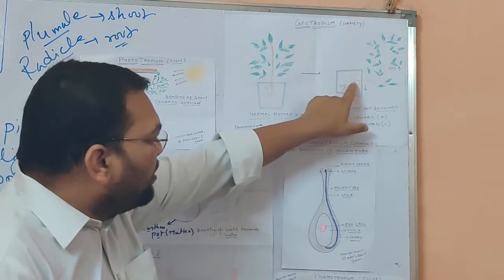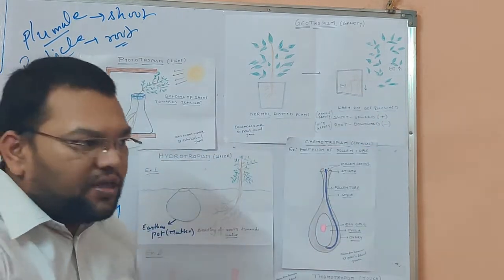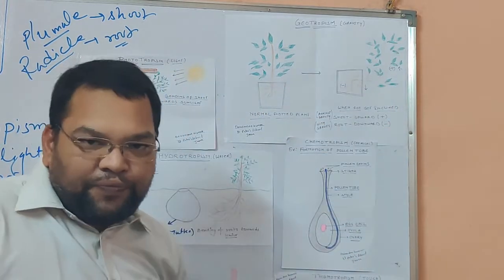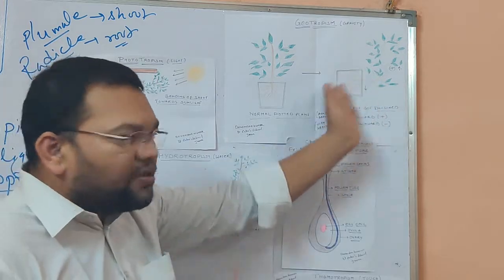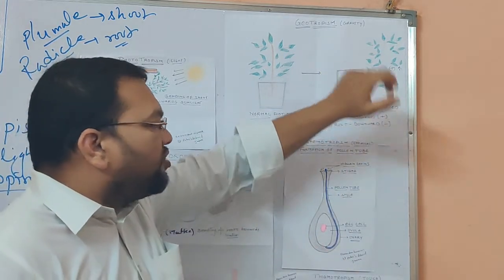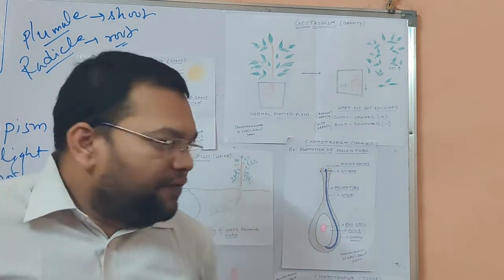The movement of the root is there and the movement of the shoot is there. One is against gravity and the other is with gravity. Now it is clearly written here. You can see it. So that is the best example of geotropism, that means the movement due to gravity.